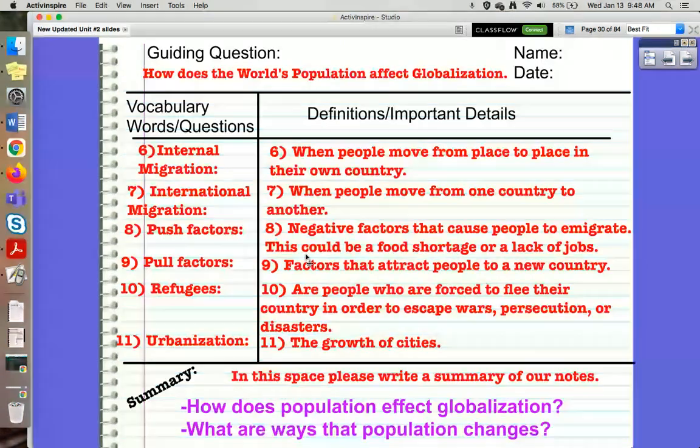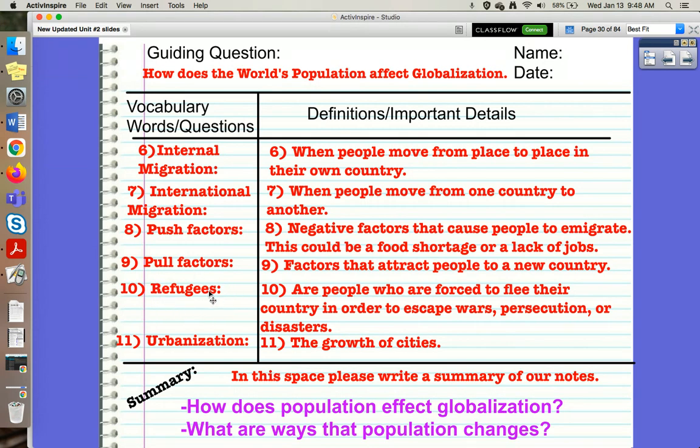And then there's something called pull factors, which are factors that attract people to a new country. Maybe you want to move somewhere where there's more jobs or where there's a better school. Or maybe you want to move somewhere where there's lots of nature because that's something that you're into. So push factors are negative things that push you out of your country. Pull factors are positive things that pull you into another country.